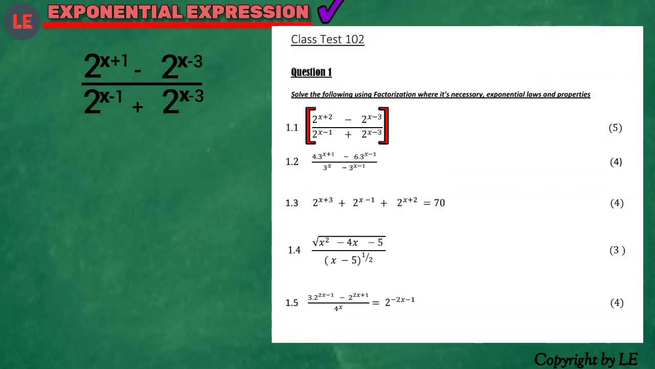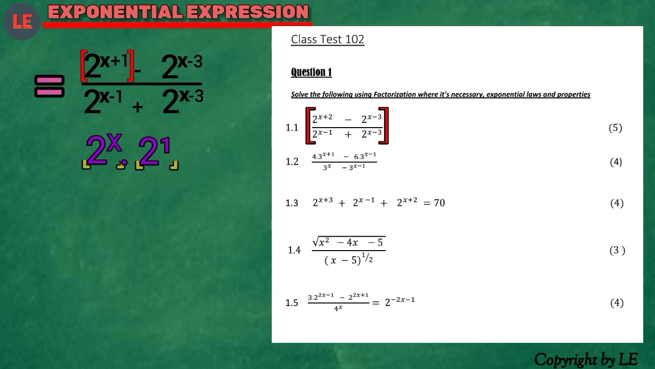Exponential expression. We are given this base 2 to exponent x plus 1 minus base 2 exponent x minus 3, all over base 2 to exponent x minus 1 plus base 2 to exponent x minus 3. If the bases have such exponents, we apply this exponential rule, which splits the base, taking each exponent. Like here, we say this base 2 to this x exponent, and also base 2 to this one as an exponent.